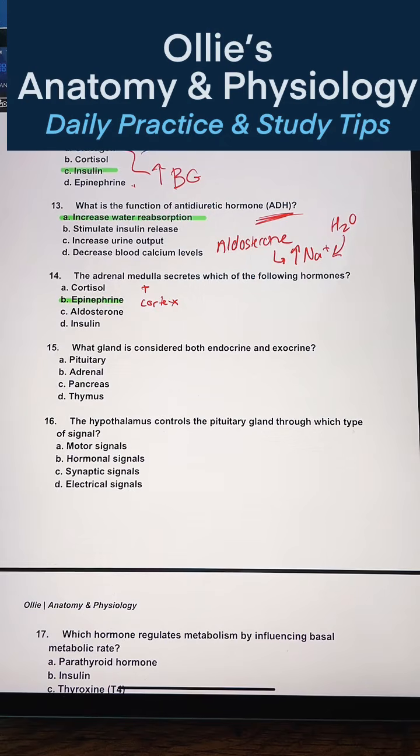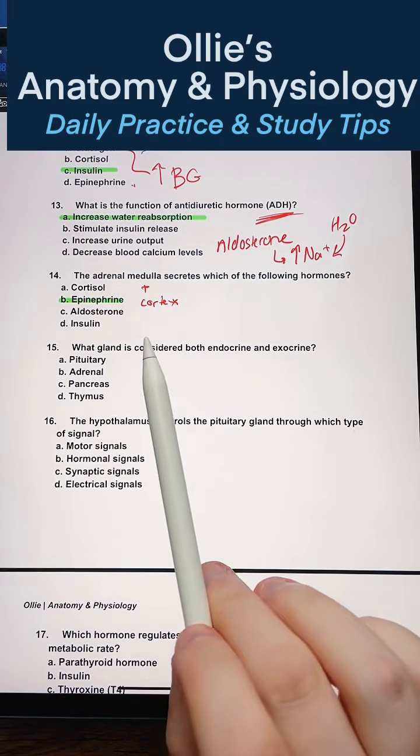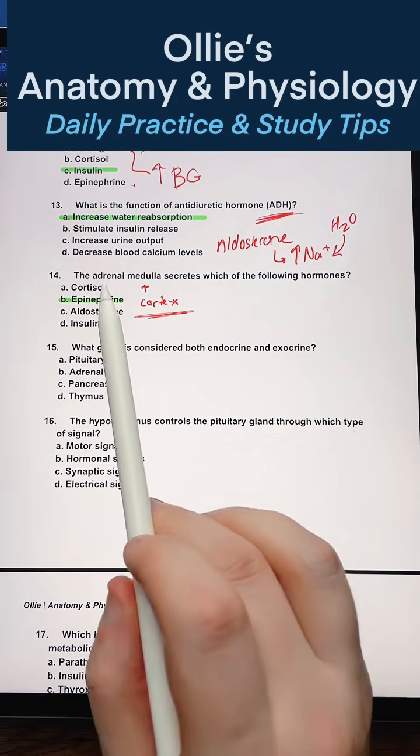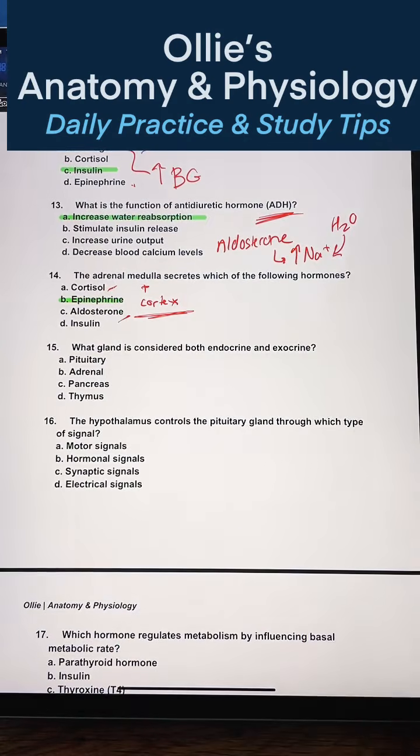The adrenal cortex is going to secrete cortisol and aldosterone. A lot of students get those mixed up. So again, remember, the adrenal medulla is going to be epinephrine plus norepinephrine. The adrenal cortex is going to secrete cortisol and aldosterone.